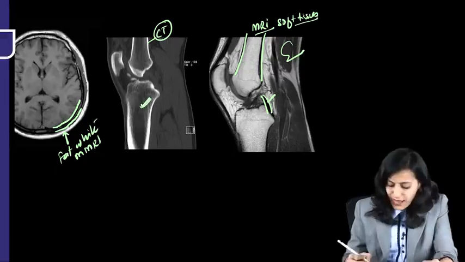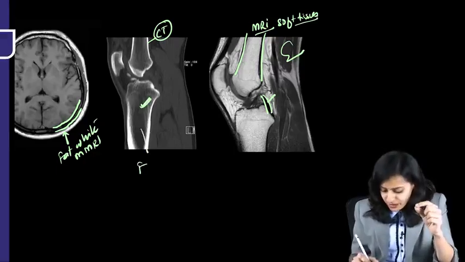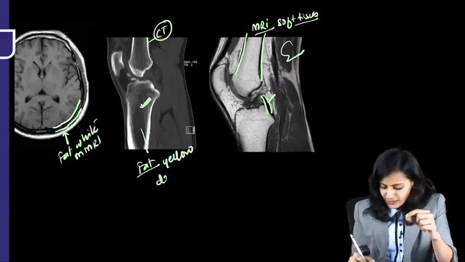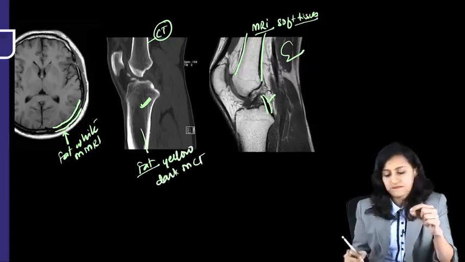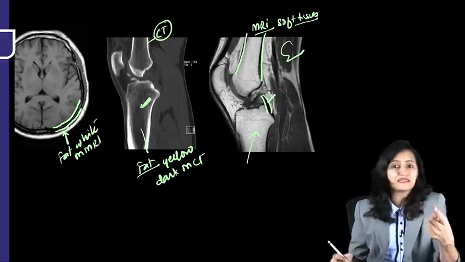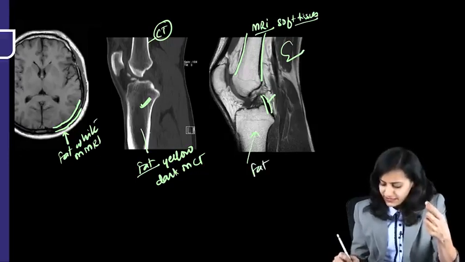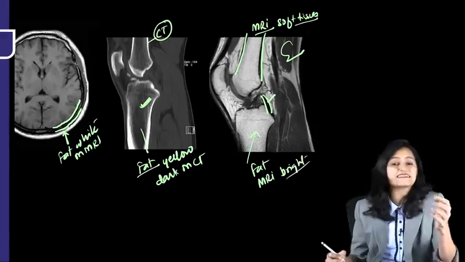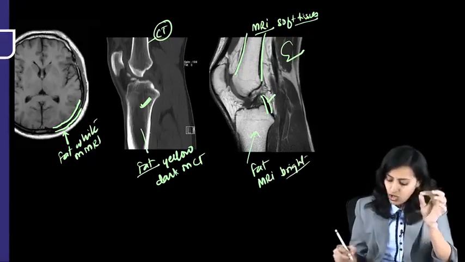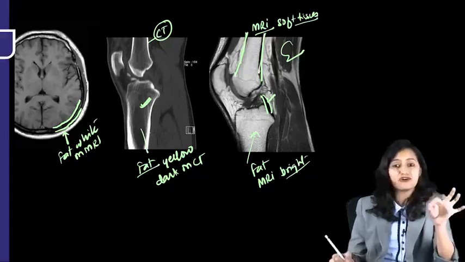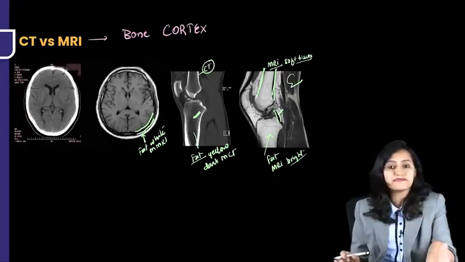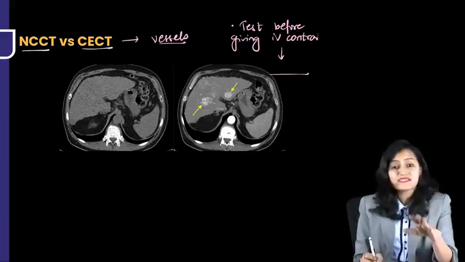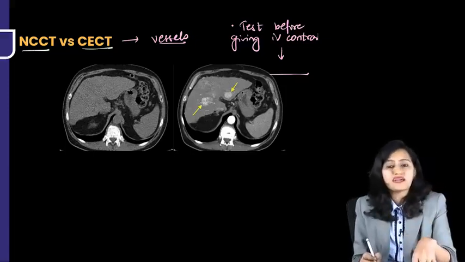Why is the bone marrow appearing black on CT? Because this is fat containing, this is a yellow marrow, and fat we know appears dark on CT. The marrow is appearing white here on MRI because again this is fat containing, and we said that on MRI fat is T1 and T2 bright. So always check the bone cortex, the lining of the bone, not the bone marrow, to identify if it's CT or MRI.